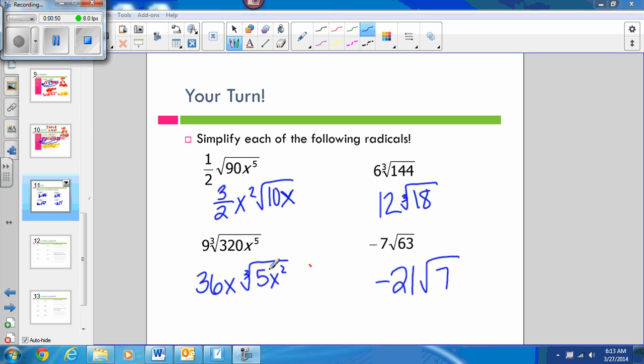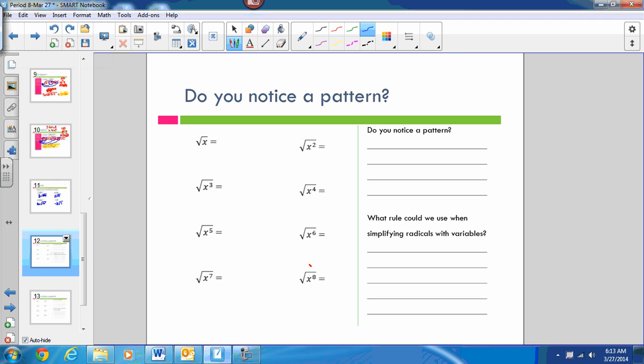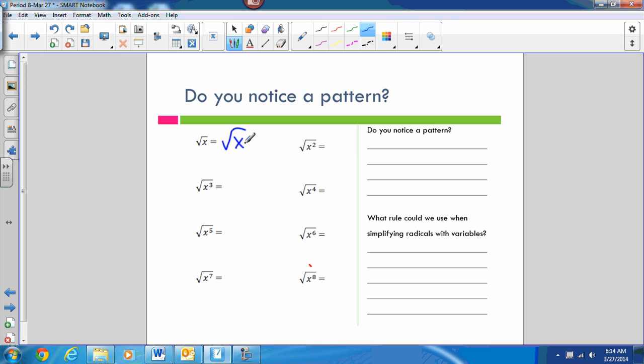So hopefully this made sense so far, but the variable thing should be getting annoying, right? So for example, what we can do is we should be able to see a pattern. So the square root of x, if I simplify that, my index here is 2, so I'm looking for pairs. That actually doesn't simplify. I end up with just square root of x. Square root of x squared, well, the square root and the squared cancel, so I end up with just x.